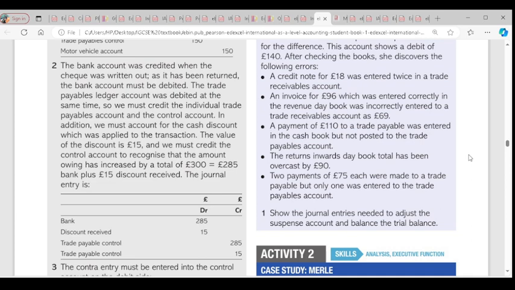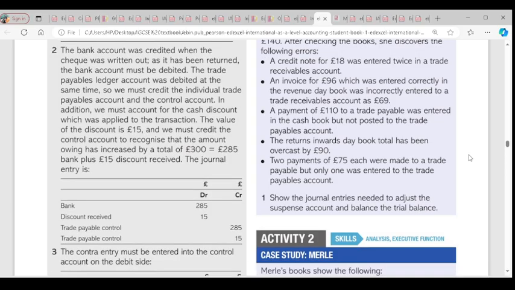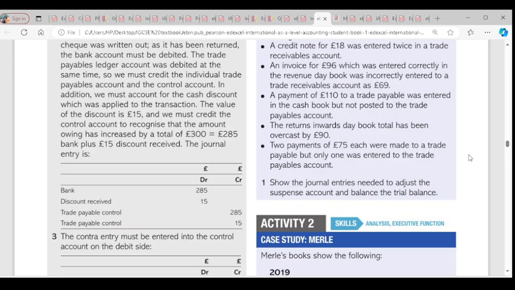Why is the return inward having a credit entry? It's having a credit entry because the return inward has to be deducted. £90 has to be deducted from the return inward, which has to go to the suspense account. And the last one, two payments of £75 each were made to a trade payable, but only one was entered to the trade payables account.